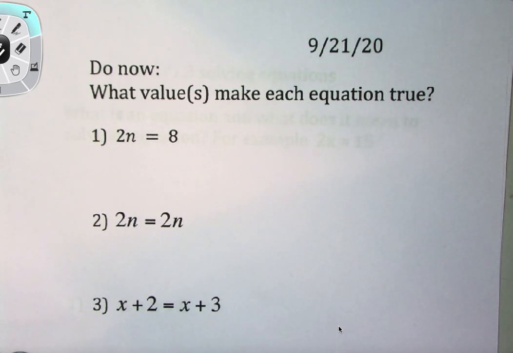We got our first do now for 9/21. Take a moment and take a look at each equation. I know you worked with equations when you were in seventh grade. I just want to know what value or values make each equation true.